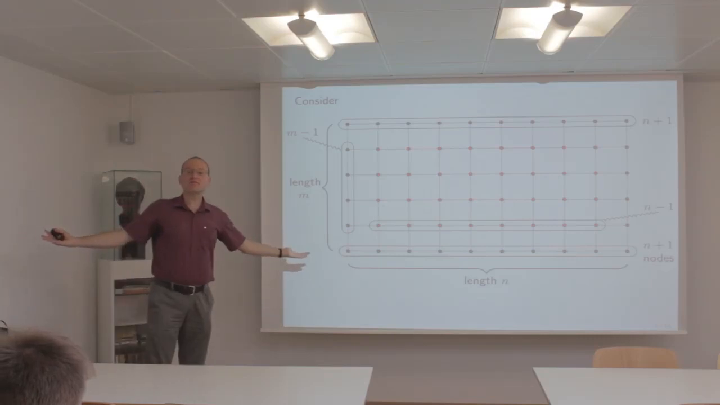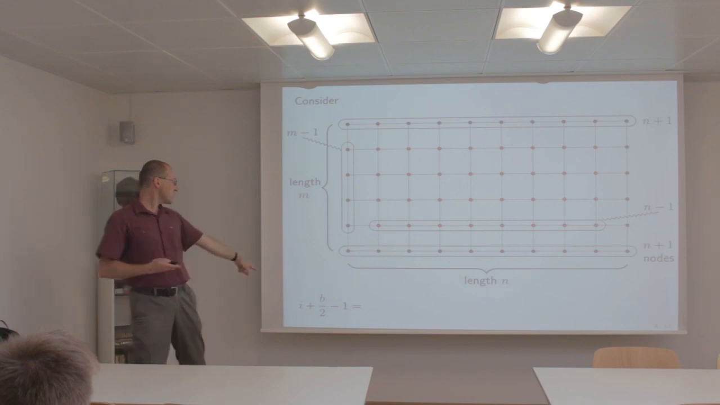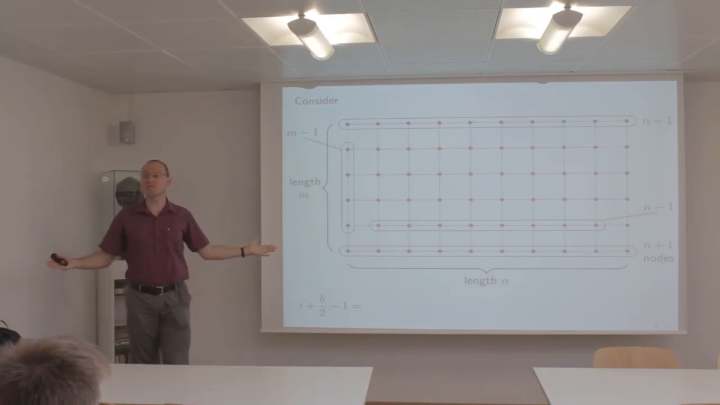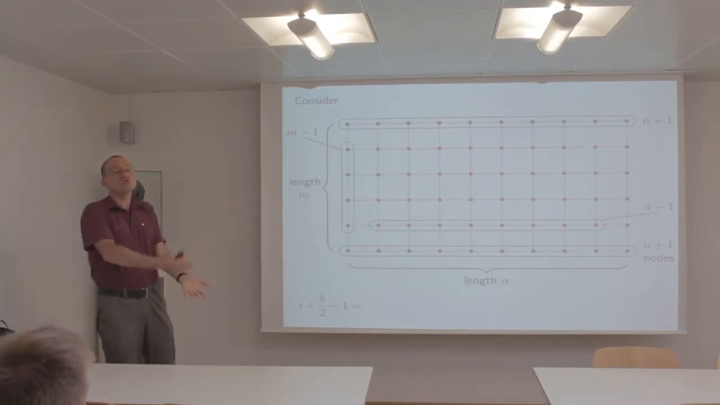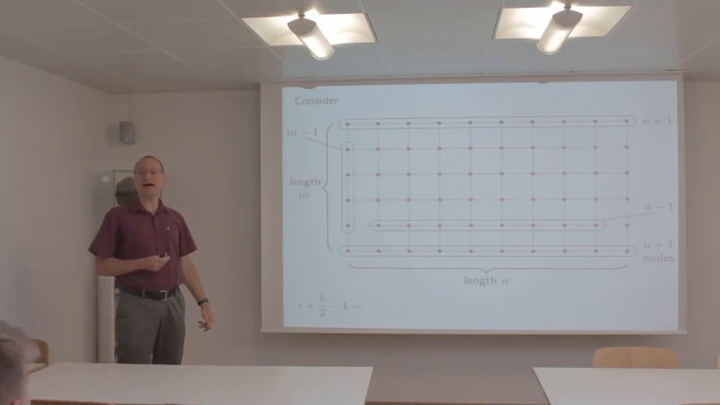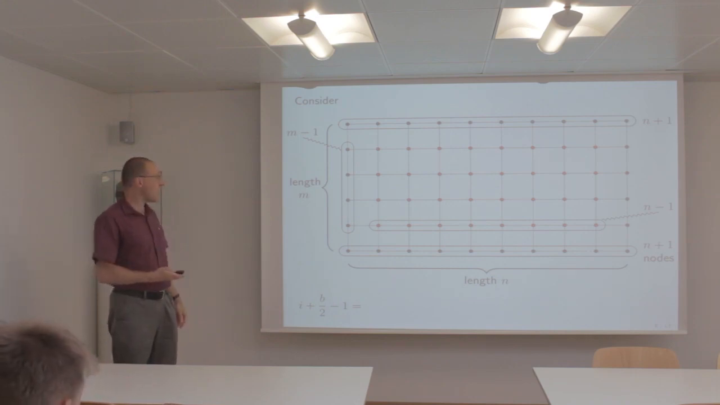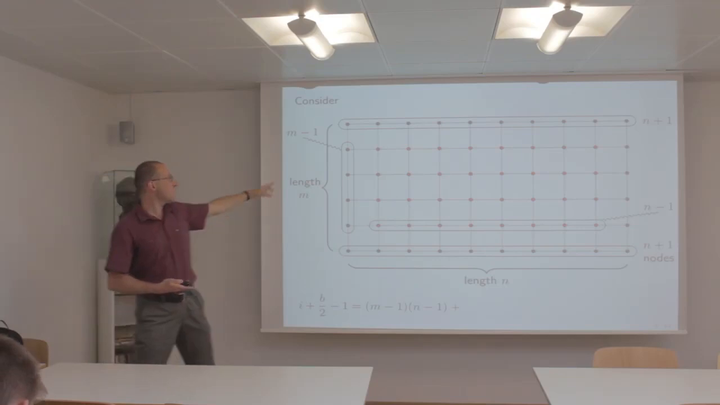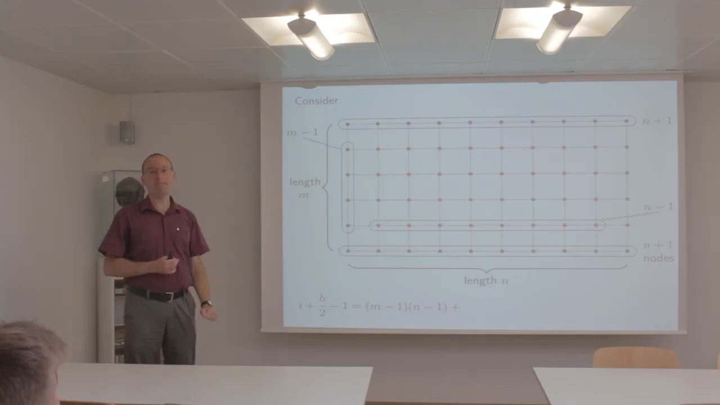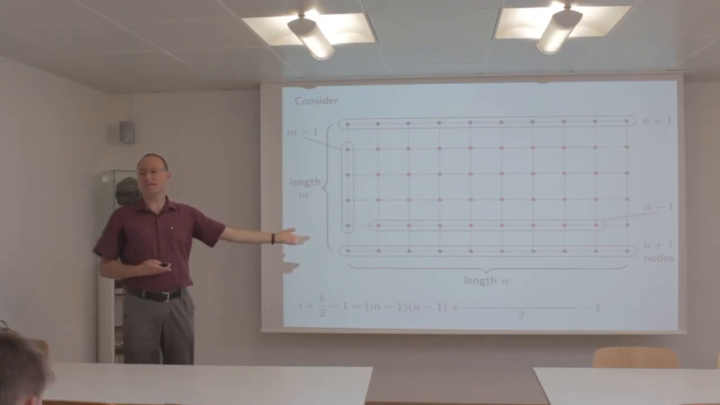Now let's verify if Pick's formula holds. This should be the easiest case to check the formula. Okay, we have to look at this quantity: I plus b over 2 minus 1. This is what Pick's formula is about. It should match the area. Let's see. What is the value of I? m minus 1 times n minus 1, absolutely, because the red points form this grid, which is n minus 1 by m minus 1. Plus half the number of boundary points minus 1.